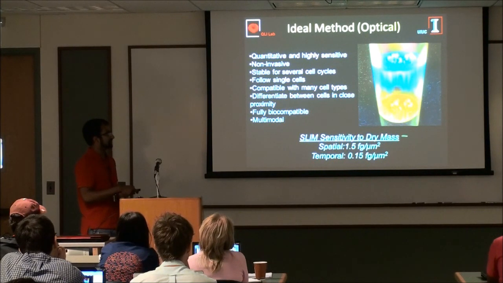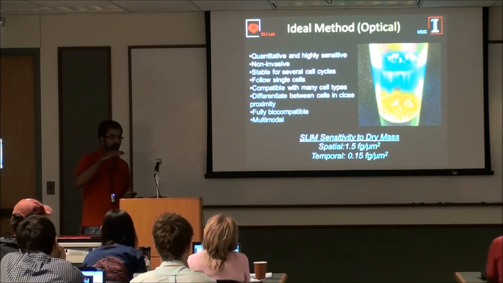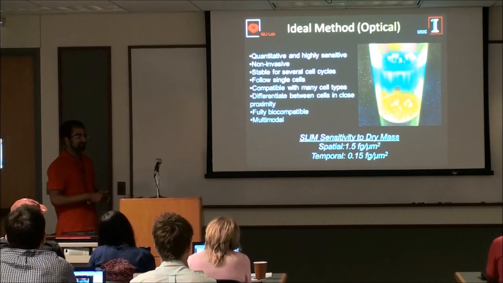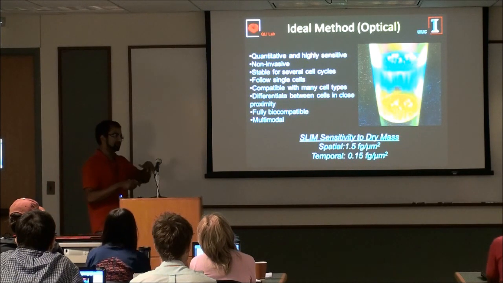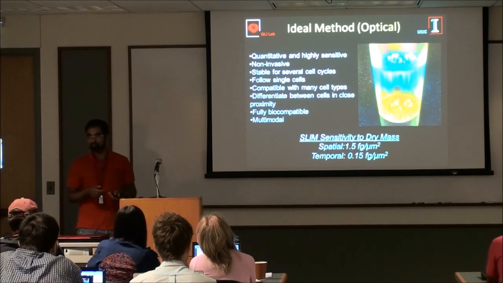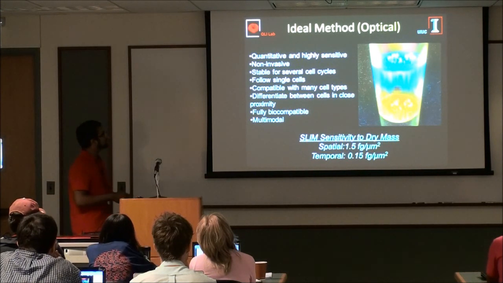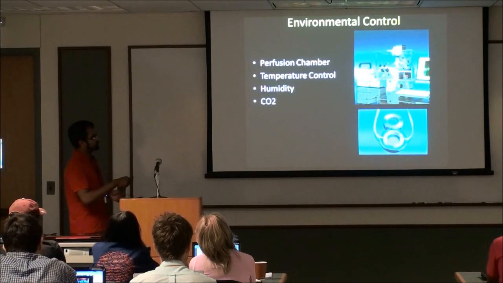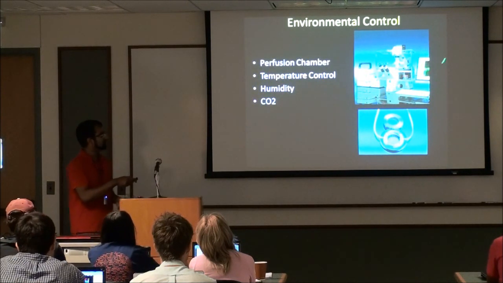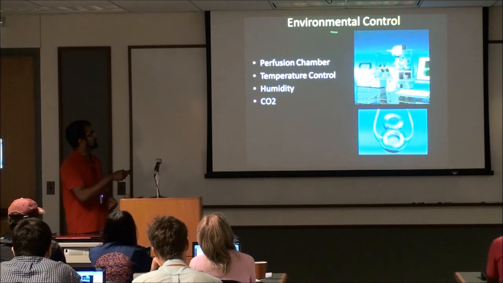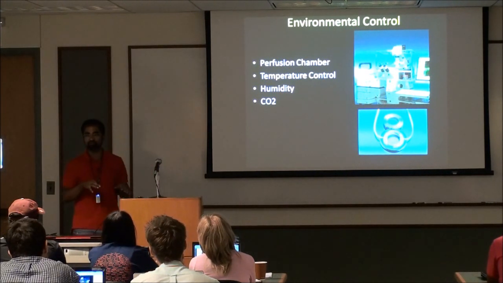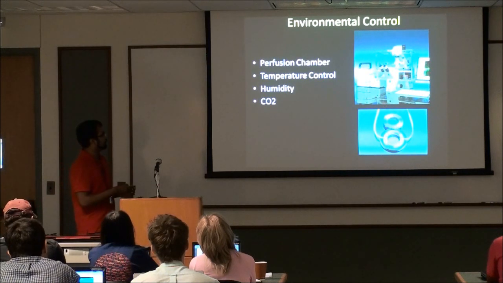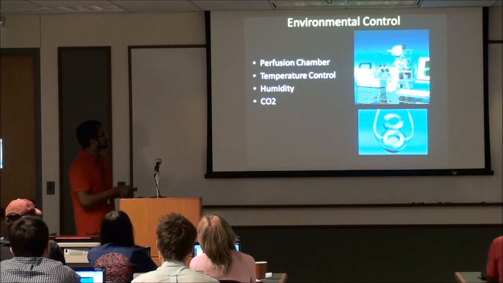So as we mentioned, SLIM, if you translate those nanometer path length sensitivities to dry mass, we have a 1.5 femtogram per micron square sensitivity to dry mass, basically. So this is sufficient to measure cell growth. And of course, to actually do these experiments, we need to leverage the environmental control technologies that have been developed by Zeiss, so we can maintain the temperature, the CO2, and the humidity for up to a week, or actually we've done it for 2 weeks now, and keep the cells alive and happy and image them continuously.